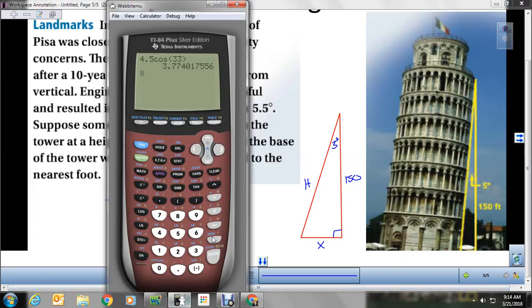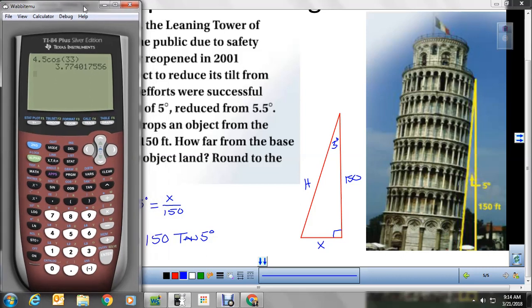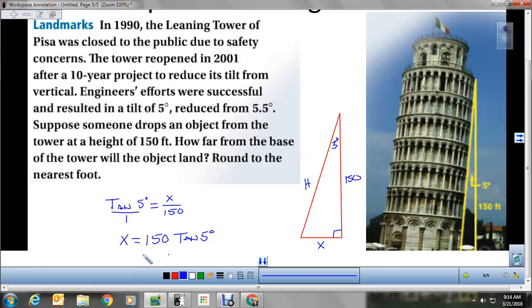So we go back to our calculator, and we will take 150 tangent 5 degrees, and we get 13.1. So rounding to the nearest foot is going to be about 13 feet. So x is approximately 13 feet. All right, let's take a look at the next one.